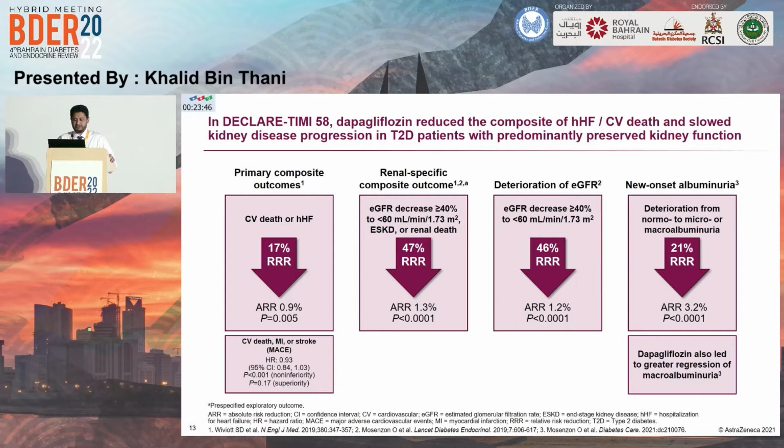For renal-specific outcomes and for the deterioration of the estimated GFR, it was more protective for these patients, and for the new onset albuminuria, it was more protective. And actually, it is not only for the microalbuminuria, it also was for the macroalbuminuria.